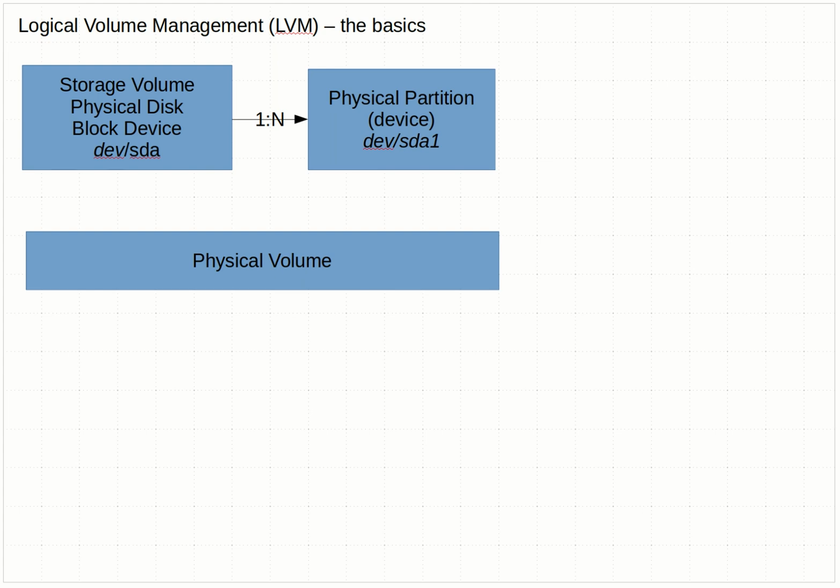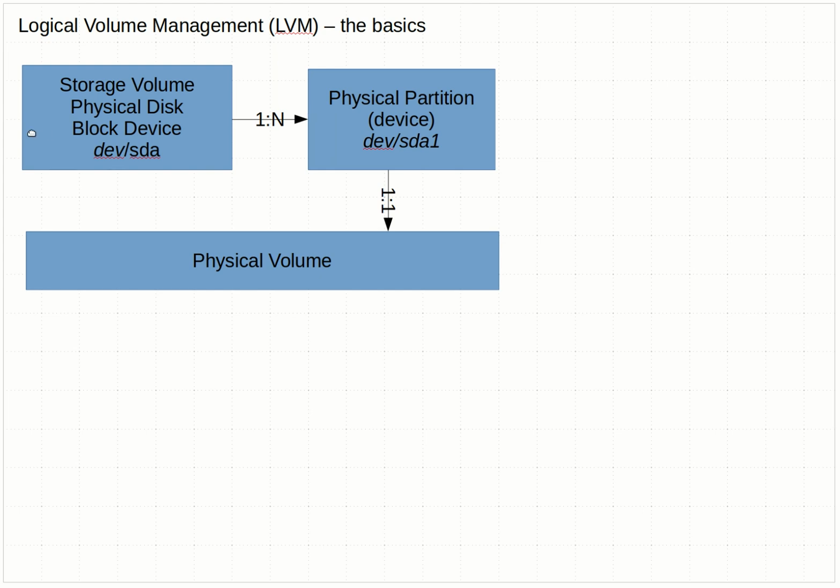So one physical partition means one physical volume. There's a one-to-one relation there. But if you have partitioned your storage volume into multiple physical partitions, you can create multiple physical volumes.